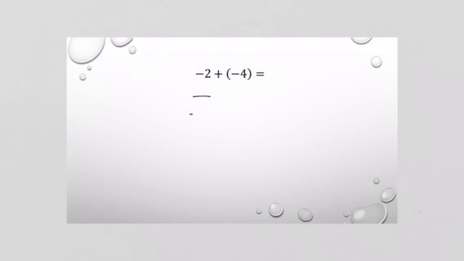Okay, now we have 2 negatives and 4 negatives. Hey, wait a minute, we can't make any zero pairs. So what's the answer? Well, you just add them all together and you get -6.